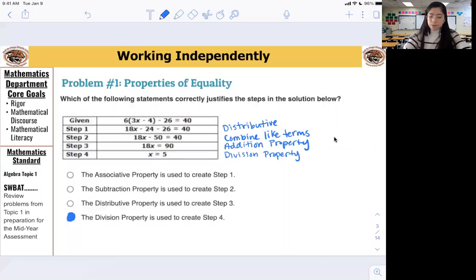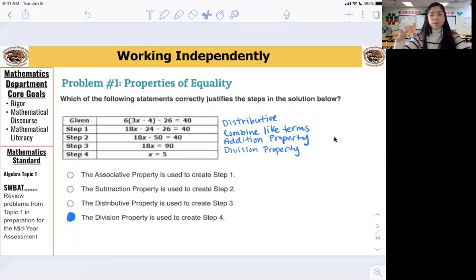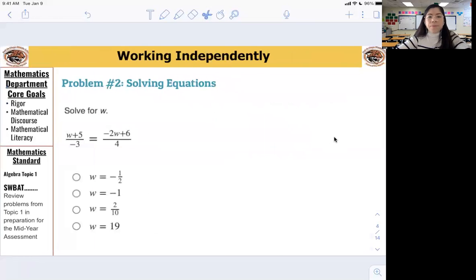All right, this one was really just like I mentioned yesterday. You personally don't have to write down all those steps, but you have to know what they are because they might give you a question like this one. So do I have any questions about how we got our answer? Okay, awesome.